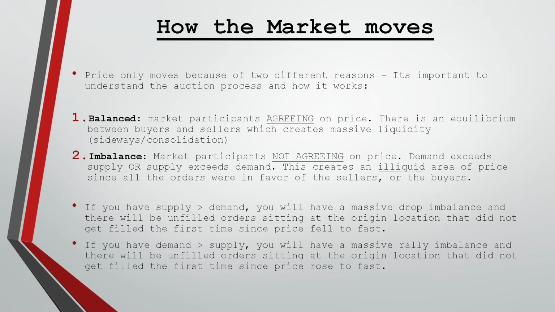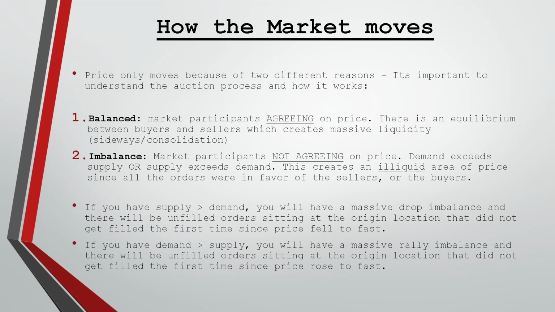Let's say we're looking at a used car at $10,000. Someone's looking to sell it at that price, and someone's also looking to buy that car for $10,000. You have an agreement on price, and there's an equilibrium, and it creates liquidity because that person is going to be able to easily sell the car, and the person looking to buy the car is going to easily get it from that seller. So when this happens, you have sideways consolidation action in the stock market. Because prices are considered equal, they will trade sideways or consolidate.